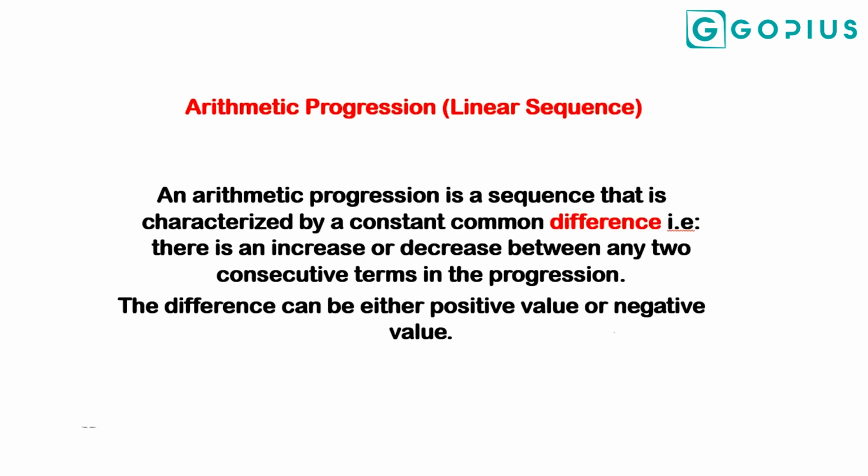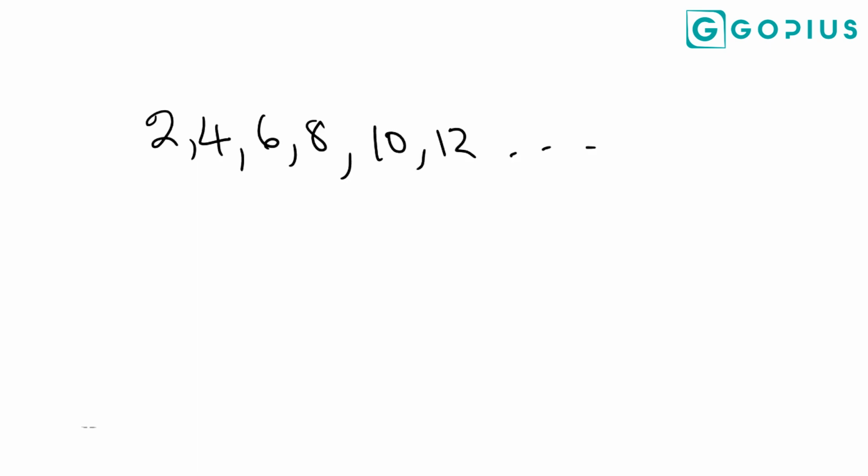On your screen you can see that an arithmetic progression is a sequence that is characterized by a constant common difference. That is, there is an increase or decrease between two successive terms in the progression, and of course this difference can either be positive or negative. Now this is what we mean. If I have a progression like this, let's say even numbers, so I have 2, 4, 6, 8, 10, 12, and it continues. That's an infinite sequence.